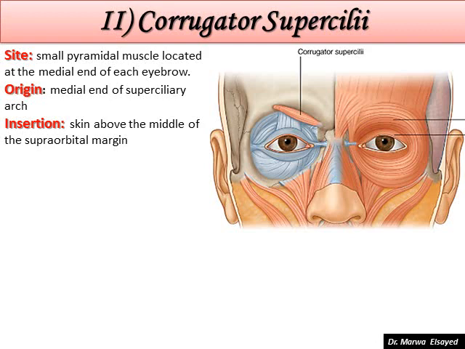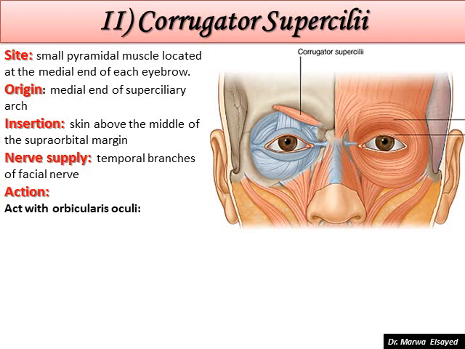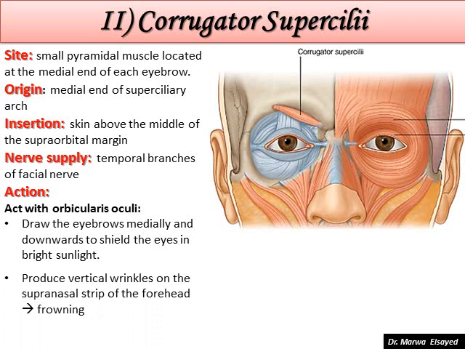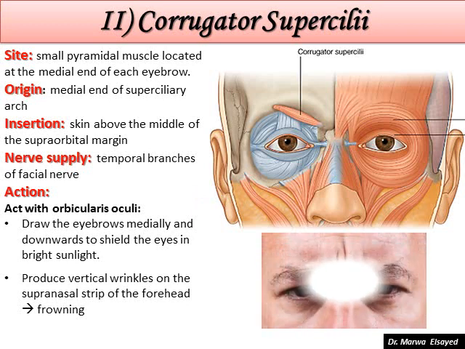The nerve supply is the facial nerve, the temporal branch of the facial nerve, like the orbicularis oculi muscle. The action of this muscle: it is one of the muscles of facial expression. The two muscles of both sides produce downward and medial depression of the eyebrows to produce a shelf-like elevation over the eye, as in exposure to bright light. Like this picture.